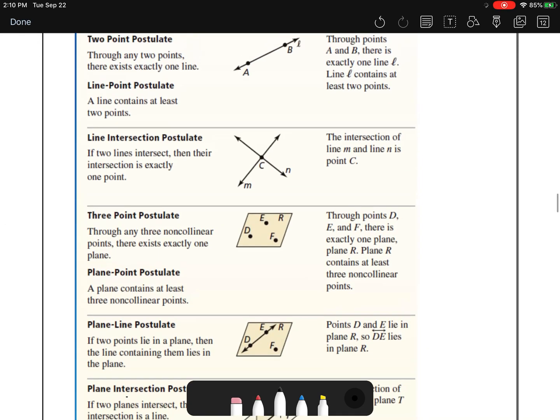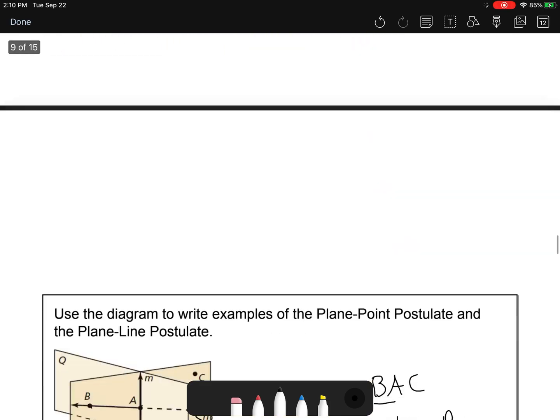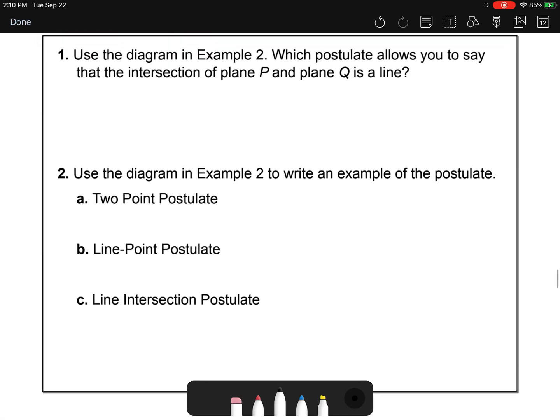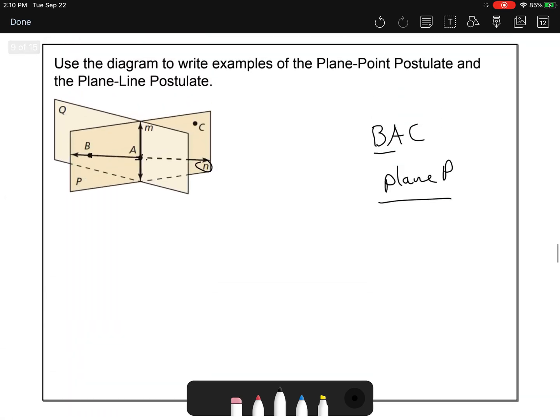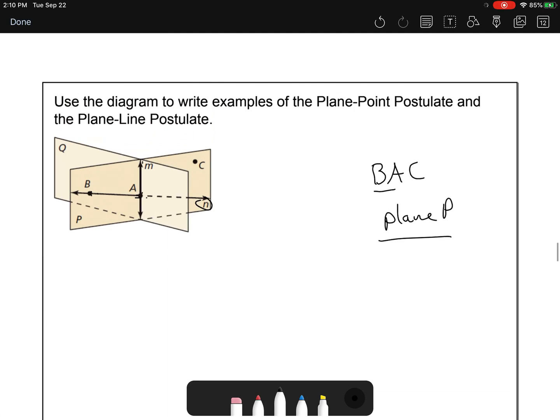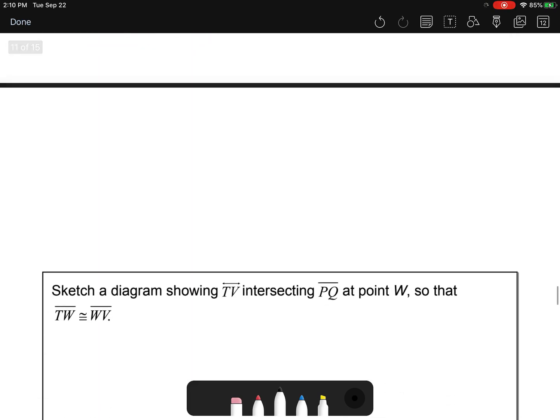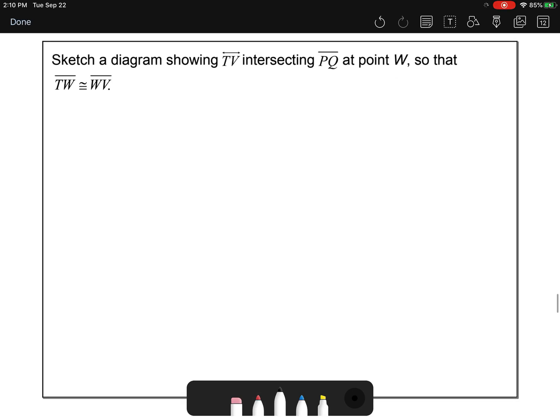Line-point postulate. So what was the line-point postulate? If we go back here, a line contains at least 2 points. Well, here's a line. It contains at least 2 points, B and A. And then the line intersection postulate: this is line M, this is line N. They intersect in 1 point, A. So those postulates are all shown in that picture.